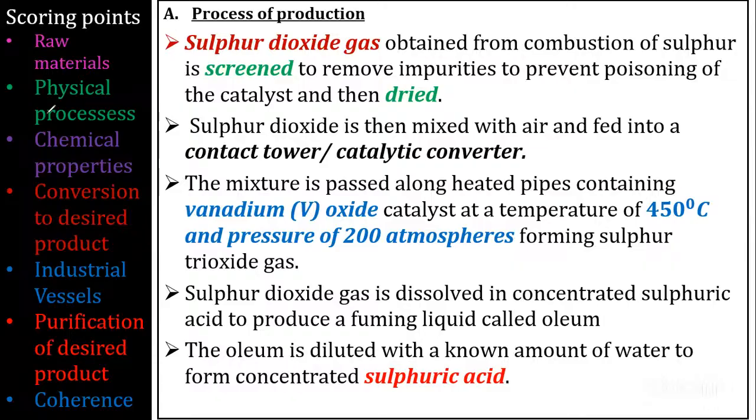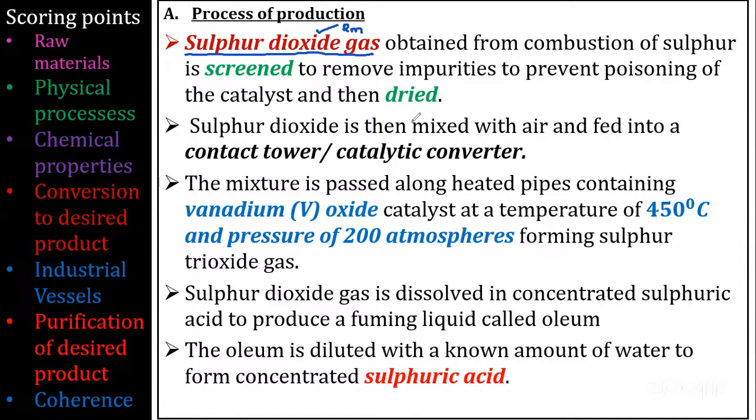If you can look at ours, the raw materials we have include 1, sulfur dioxide. I'm going to underline it with blue. If I'm to give a tick here, it is going to be for raw material. So that is raw material number 1.